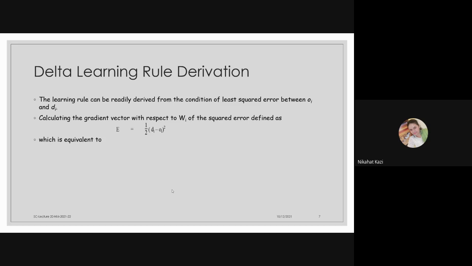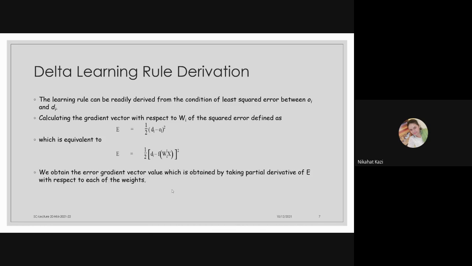If we want to represent this O in terms of the activation function and the weight, it will be f of w transpose x. So E is half of d minus f of w transpose x the whole square. This is the error. Now what we need to do is actually minimize this error.